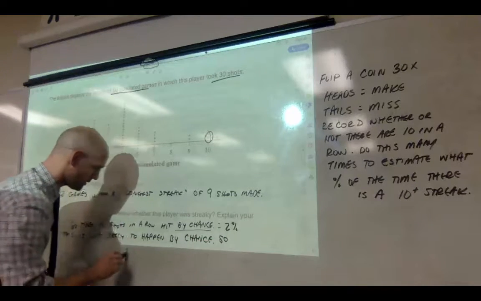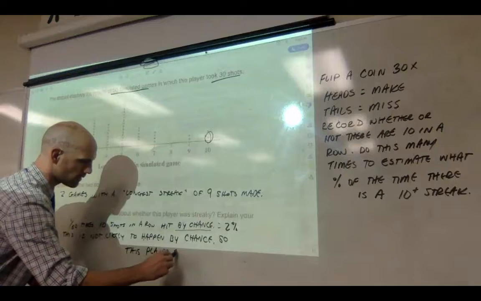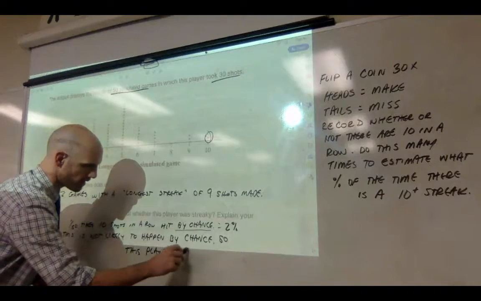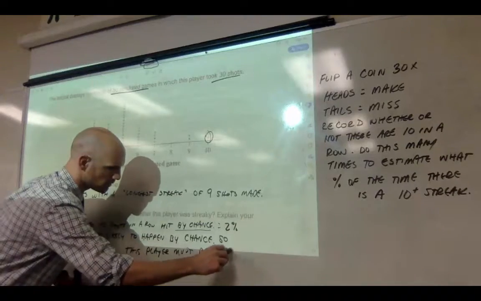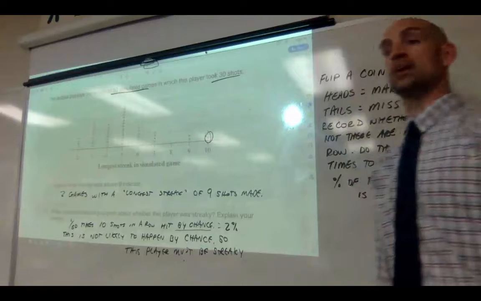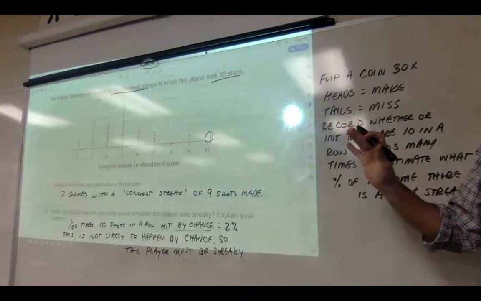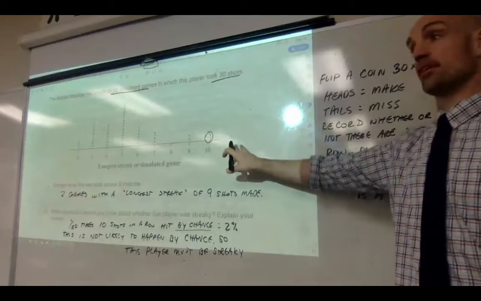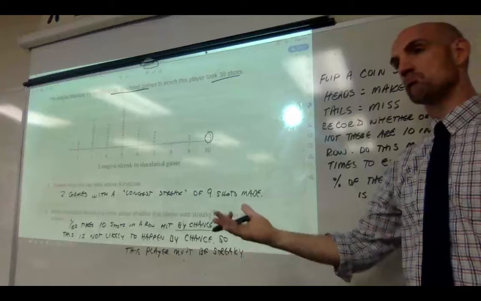So this player must be streaky. Yeah, they must be streaky. Because either they're streaky or it's random chance, and this doesn't happen very often randomly. So what we would say is, he must be streaky.